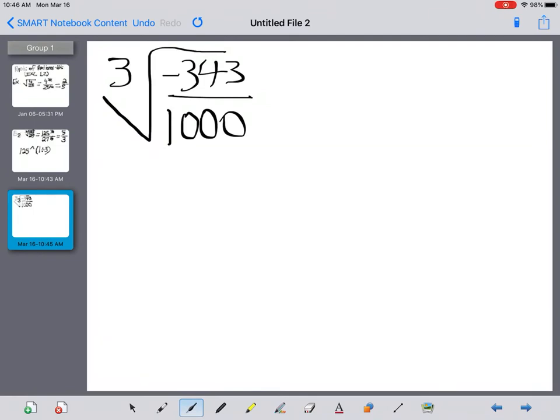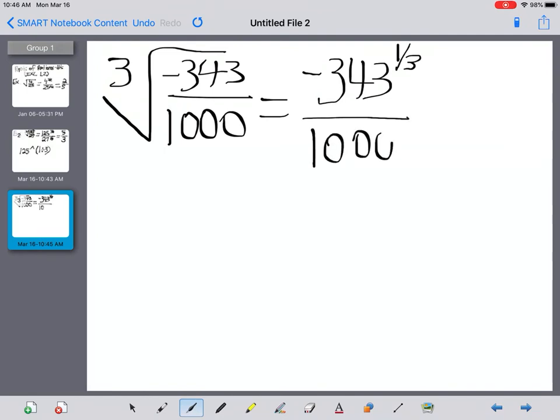But on this one, we can do this. If I were to type this in the calculator, I would do it as negative 343 to the 1/3 power over 1,000 to the 1/3 power. That's going to give me negative 7, because 343 actually is a perfect cube, and so is 1,000. So it would be negative 7 over 10.